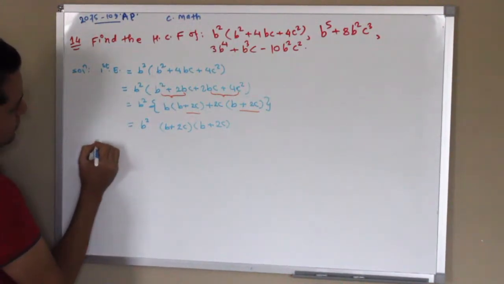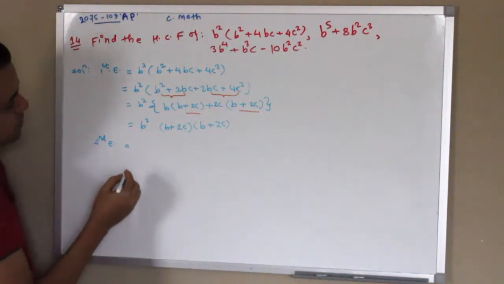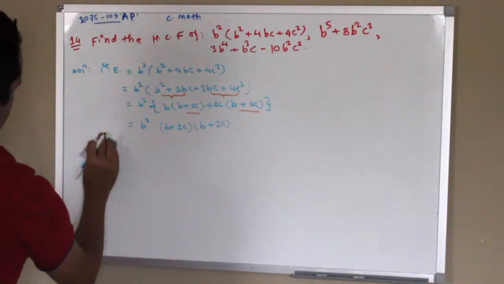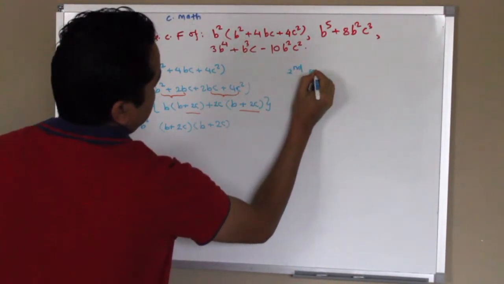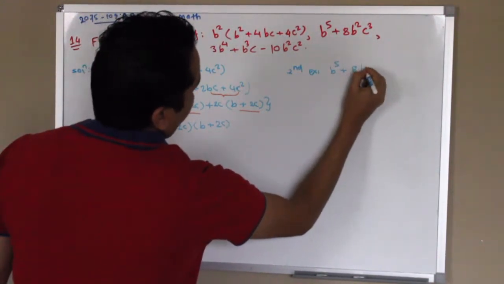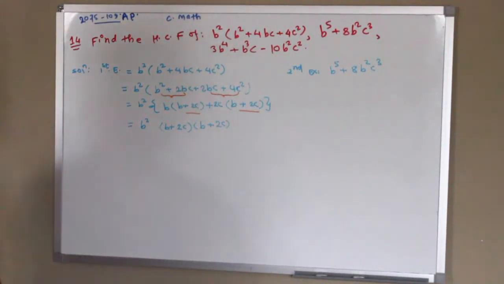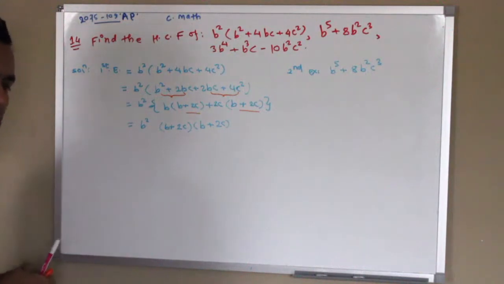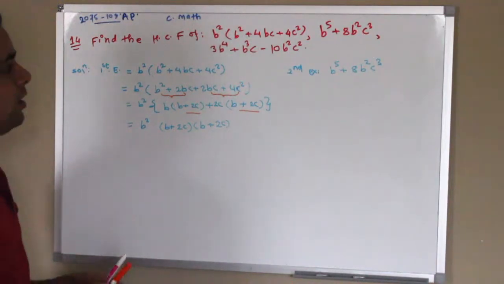Second expression, let's do the second expression. We have the second expression, which is b power 5 plus 8b squared c cubed. That is the second expression, right? If you have this second expression, what do we have to do? Factorize. If there is a common, firstly look for the common. Look out for the commons.